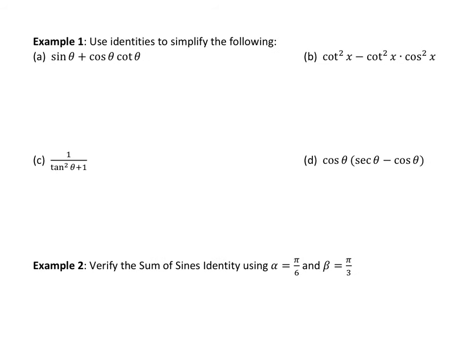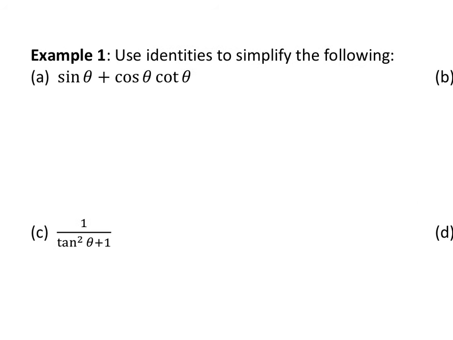Here's the kind of question we're going to have. In example 1, it says use identities to simplify the following expressions. We want to simplify this down to one trig function only, and we're going to be able to do that. So here's some things we can do. If we look at letter A, I like to get things in terms of sines and cosines because it's usually easier to delete things.